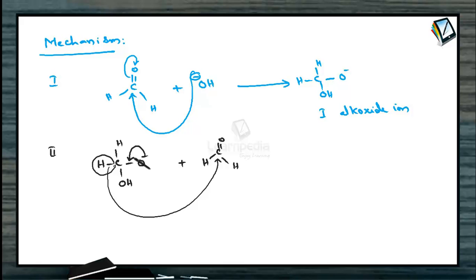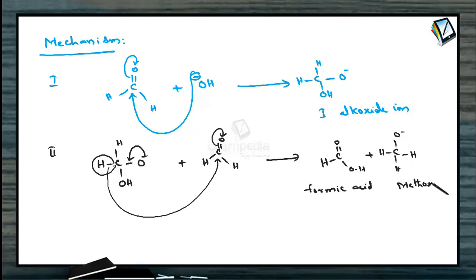electron pair from the oxygen shifts in between the carbon and oxygen, resulting in formic acid. In general, it is a carboxylic acid that will be formed. And as this hydride ion attacks, the pi electrons shift towards the more electronegative oxygen and give CH3O⁻. So it is now the methoxide ion that is formed. Therefore, formic acid and methoxide ion become the products.